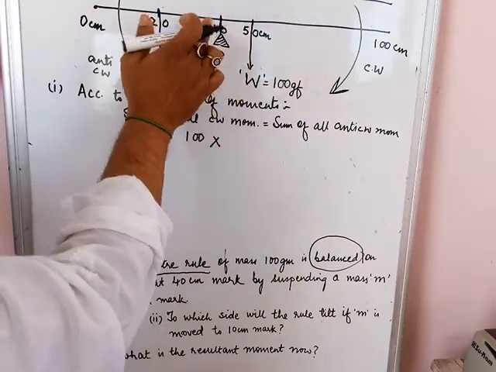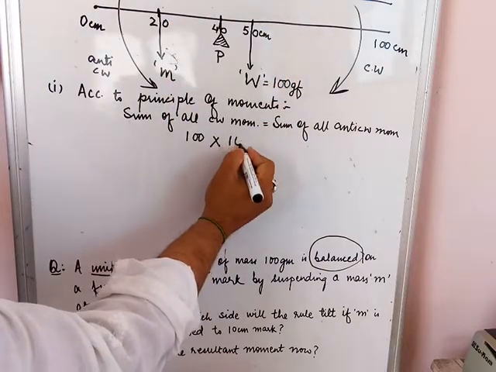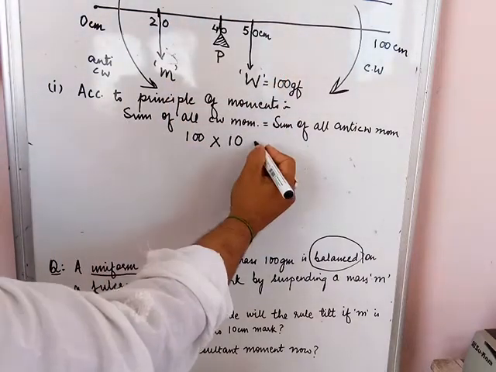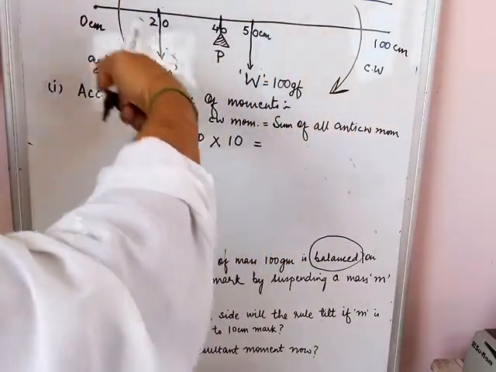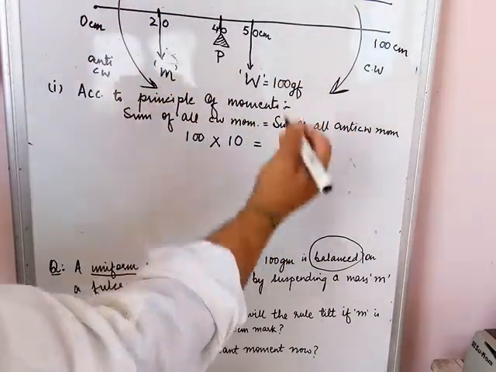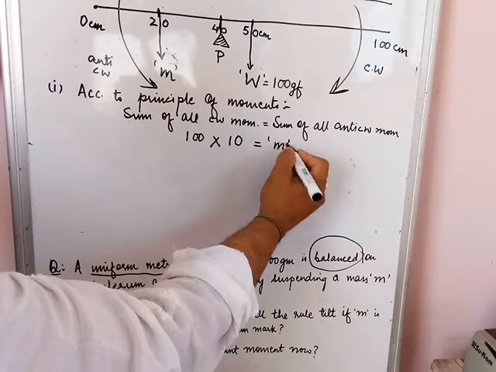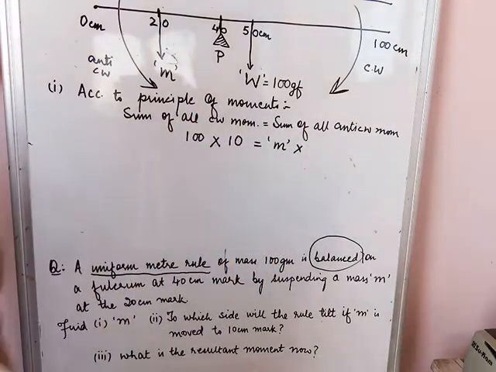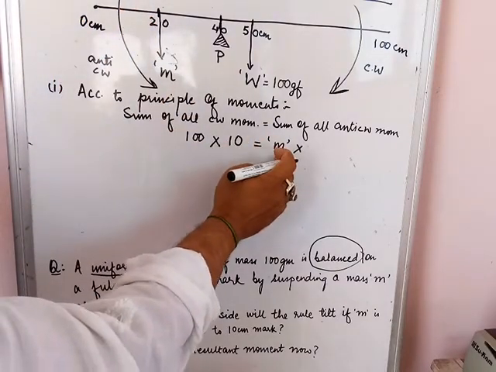So pivot is at 40, your force is at 50. So what is this distance? This distance is going to be 10 centimeters. Equal to the sum of all anti-clockwise moments. There is only one anti-clockwise moment also. So m multiplied by, because this mass you don't know, I'm going to write it as m.